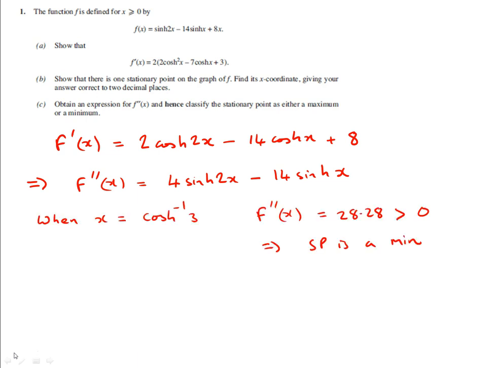If I take x equals cosh to the minus 1 of 3, then the value of f double dash x is 28.28, which is a positive number. So f dash x is 0 and f double dash x is a positive number, then we know that the stationary point is a minimum.